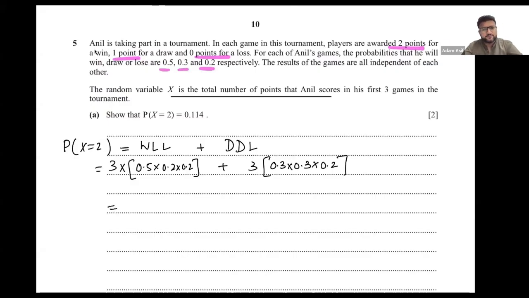Find me the result. 0.114. The probability of 1 point can't be this, right? See, you should get 0.114. Is that correct? Online students, are we getting 0.114? Okay.